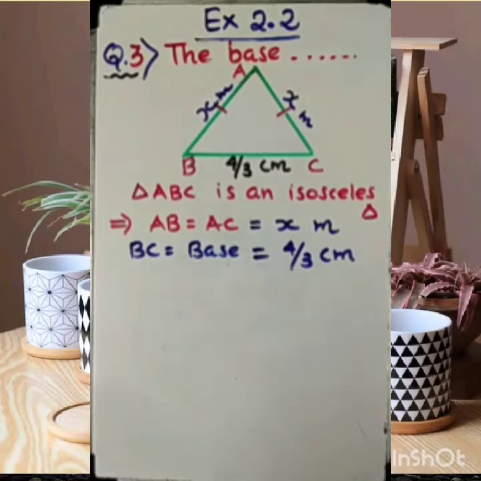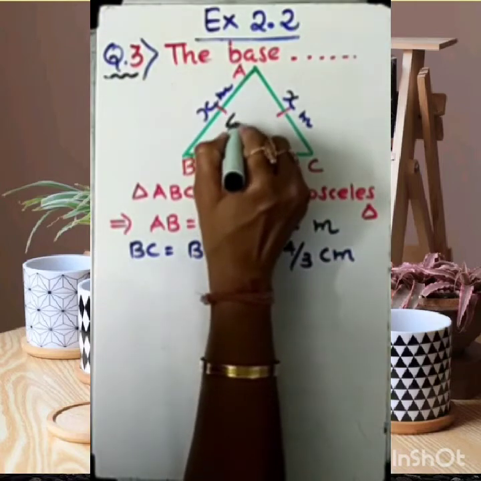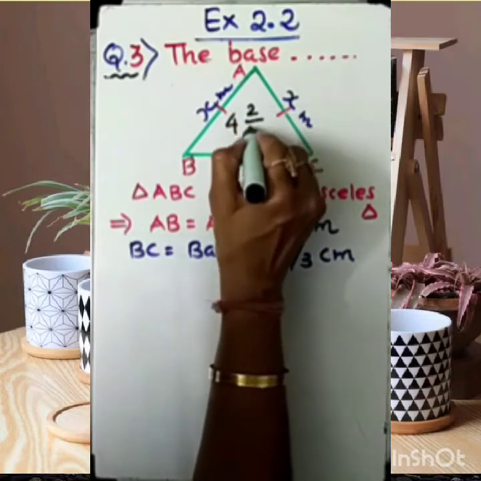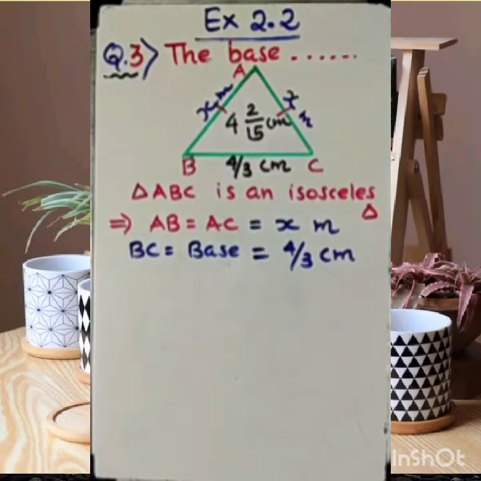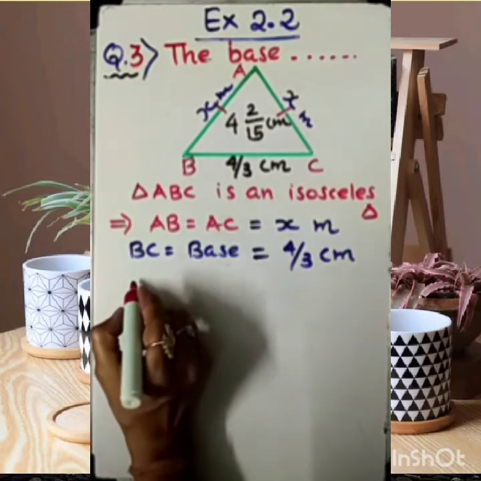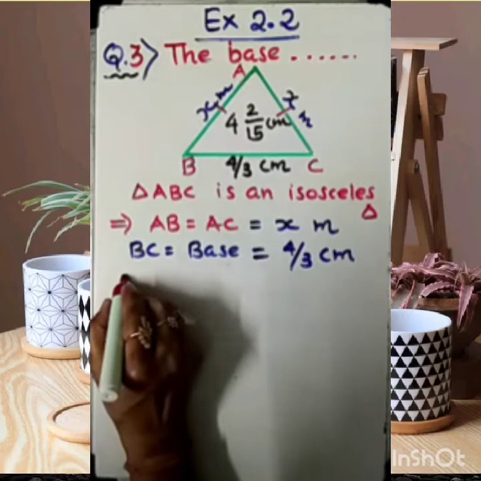Now one more thing along with this detail we are given, that is the perimeter of the triangle. What is the perimeter? 4 2 by 50. All of you are well aware of the word perimeter of the triangle, that is the sum of all three sides. Okay. So dear student, let's begin from the sum of all three sides, that is the perimeter of a triangle. Right. So let's begin.